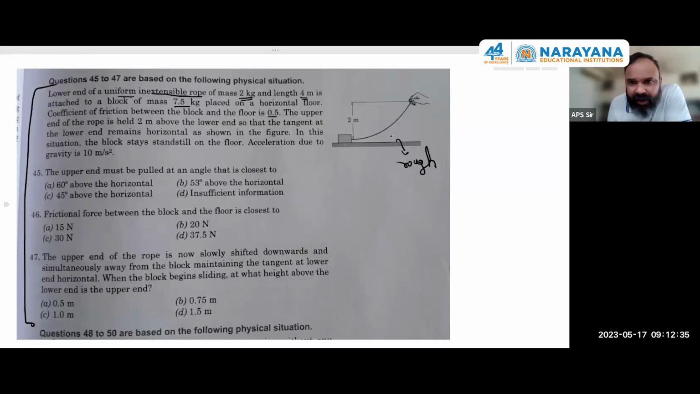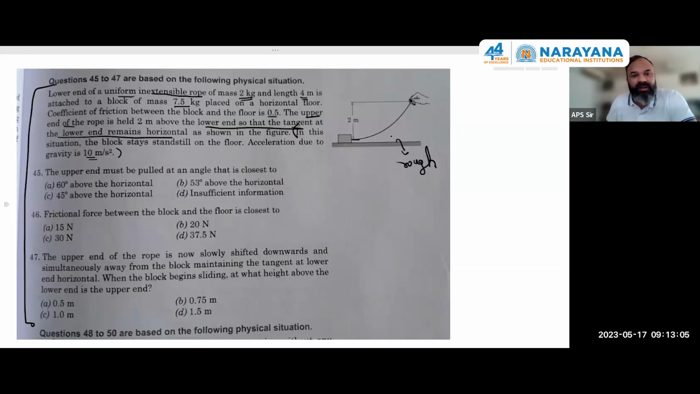The upper end is held at a distance of 2 meters above the block, and assume the dimensions of the block to be 0. There are a few more things which are given. The upper end of this is, and the lower end is such that the tangent at the lower end remains horizontal. So tangent is horizontal, right? Now in this situation, the block stands still on the floor. Acceleration due to gravity is 10. Now the question starts.